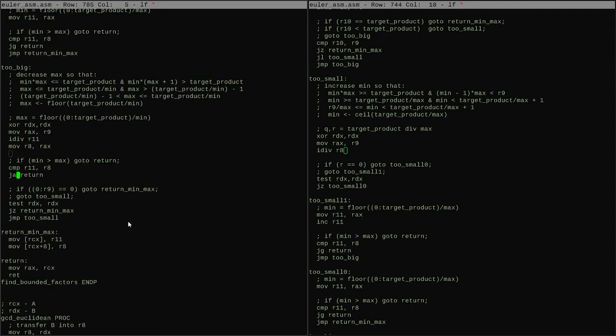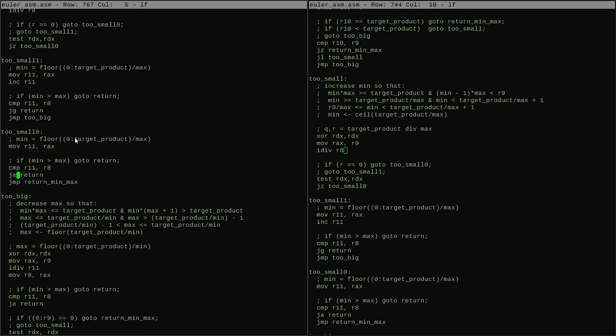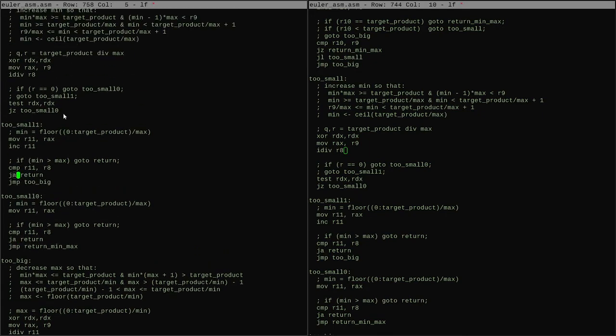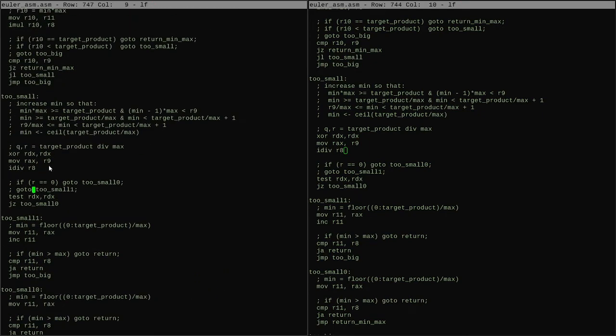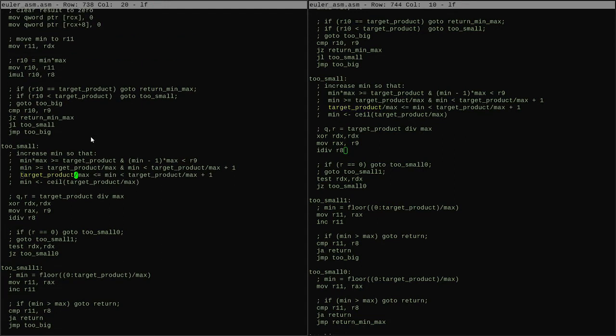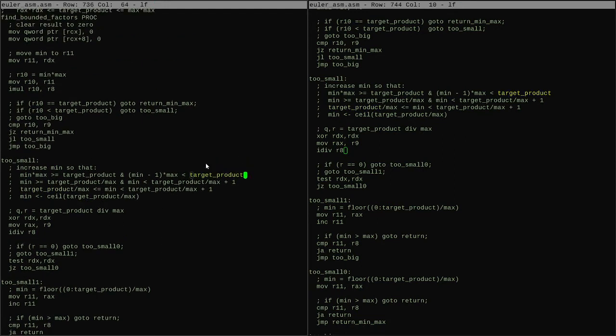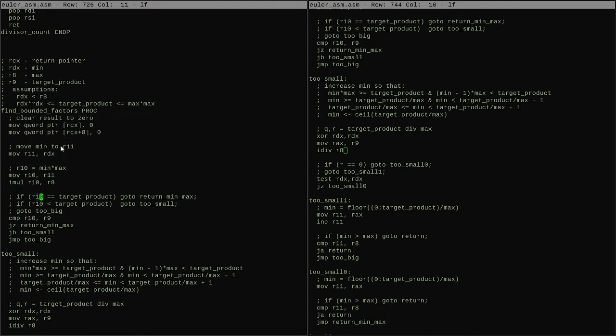Min is above max. So there we've actually got to go back through and do the jump fixes now. That's where this started. It looks like I got most of the comments fixed. There's still a target product right there. Target product right there. Jump 0, jump below. Okay. And R10 is like product, right?